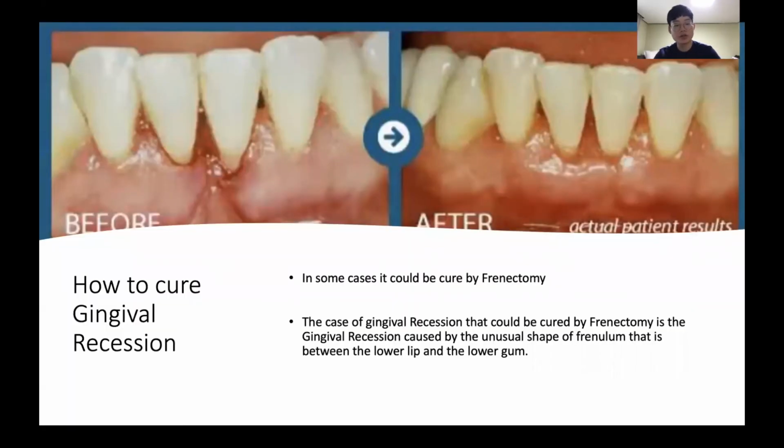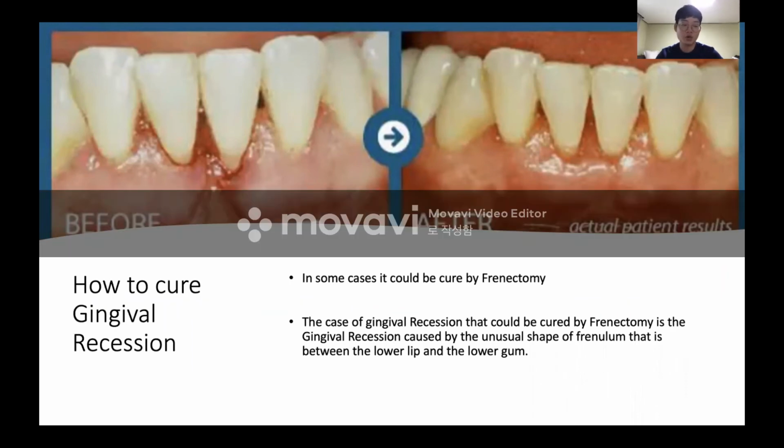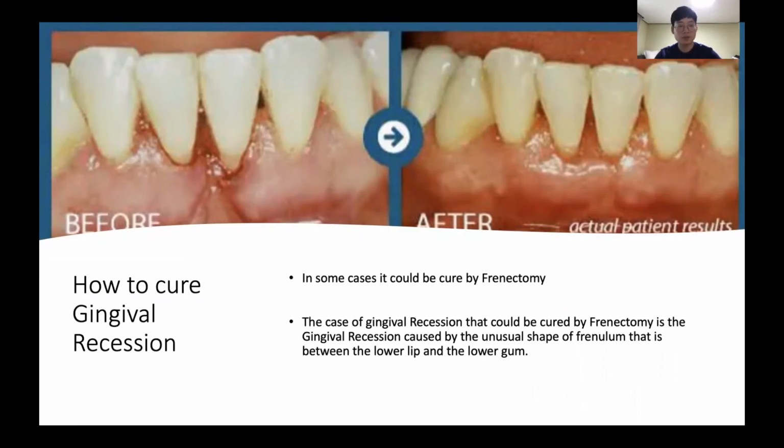Now we have known the symptoms of gingival recession. We have to know how to cure gingival recession. There are many kinds of cure to gingival recession, and today I'm going to talk about two kinds. First one is by frenectomy.